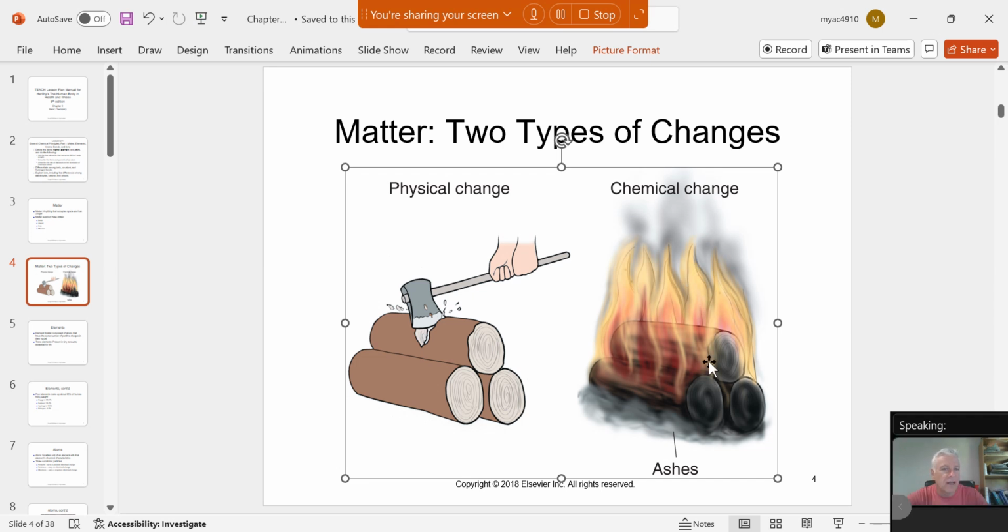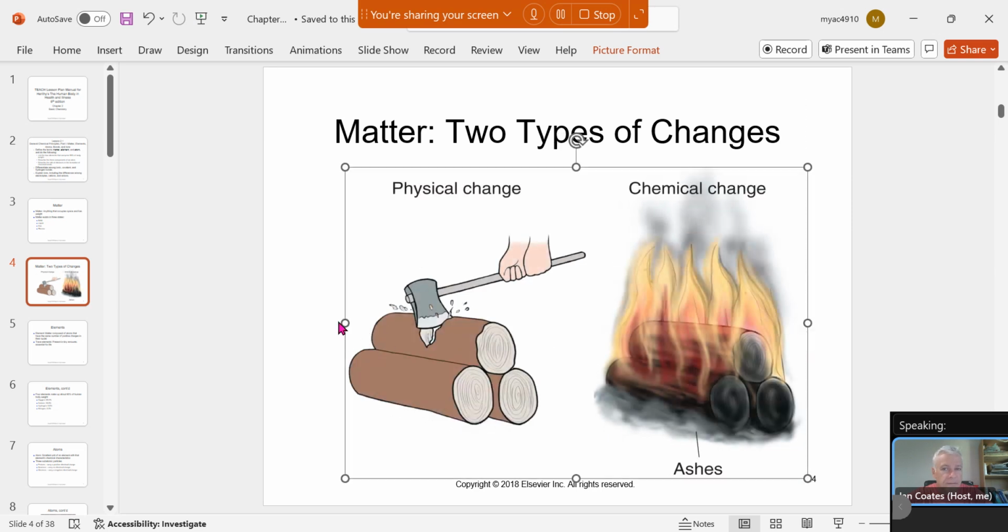Chemical change. If I burn those logs, can I get my logs back after I burn them? No, they're gone. That's it. Great, somebody's banging something here. Hold on, please. Oh, there's always something going on, eh? There we go. Perfect. So, chemical changes here, these are irreversible, so to speak.